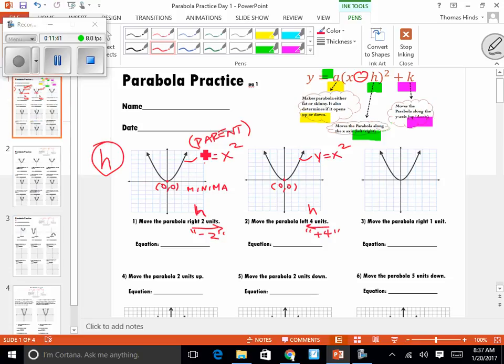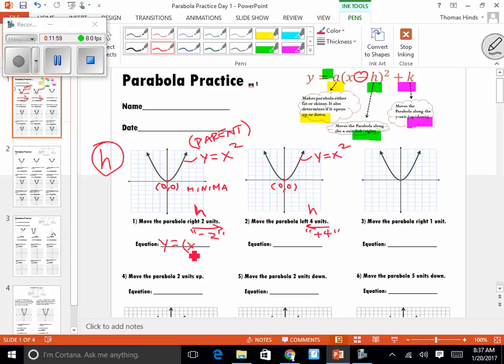The equation is going to be y equals, because we're messing around with h's, there has to be a parenthesis. You always know you're moving left or right when you see a parenthesis, and it looks a little something like this. X and the number 2. But the question is, okay, what sign is going to go between the x and the number 2?